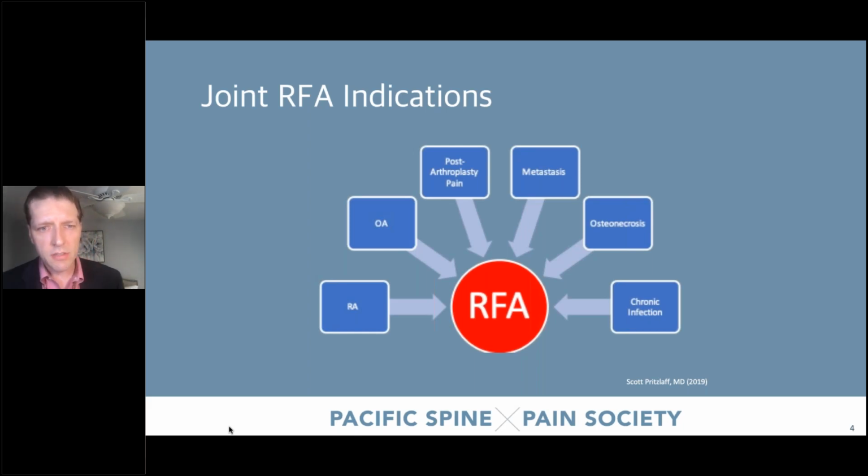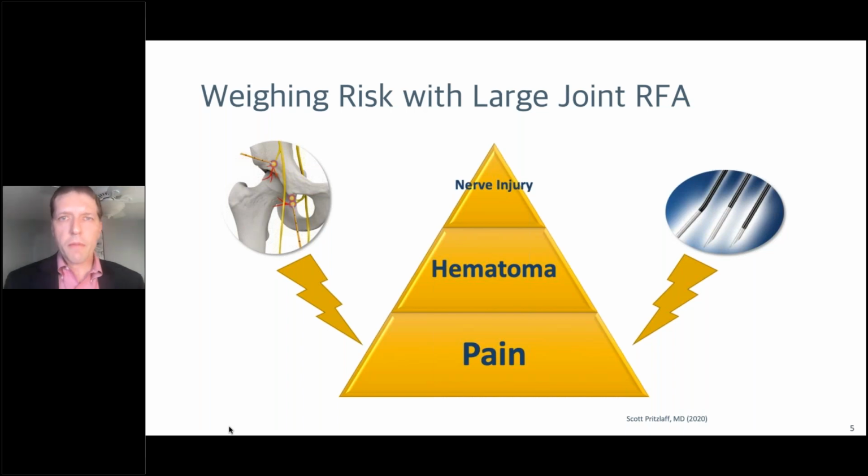But certainly some of the indications include things like RA, OA. A big one that I think a lot of us see, post arthroplasty pain. For cancer pain, if someone has erosive metastases, that can be an indication. Osteonecrosis, and then certainly one that can sometimes be met with discomfort, meaning if someone has chronic infection, and I've seen a few of these patients recently, and they're really no longer candidates for repeat hardware exchange, might they be a candidate for denervation?